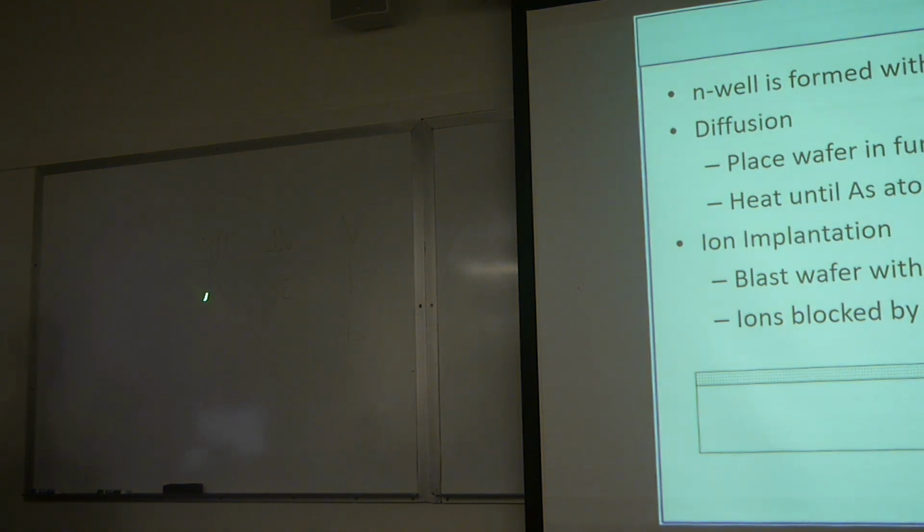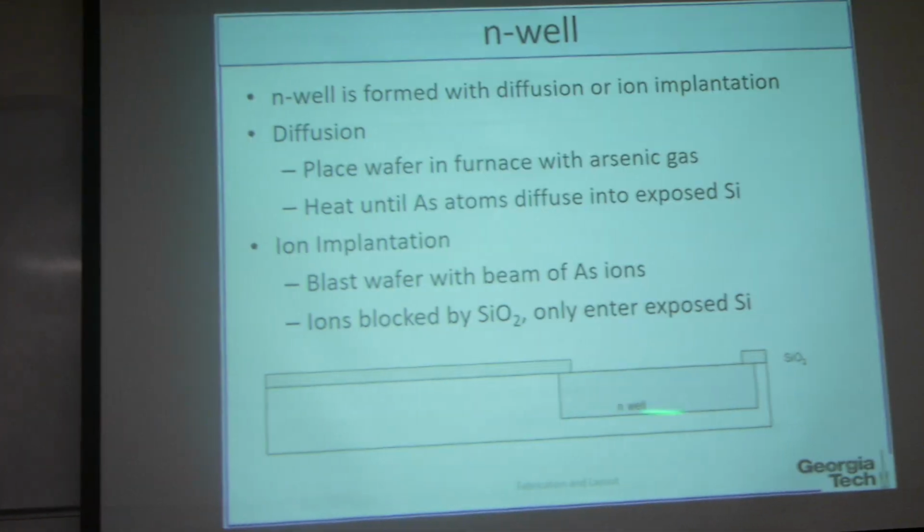accept electrons because they have 3 electrons in the outer ring. The group 5 elements tend to release their electrons. So the group 3 elements are called acceptors, while the group 5 elements are called donors. In this case, we are making an N-well, so we are using either phosphorus or arsenic gas. And we heat it until these arsenic atoms diffuse into the exposed silicon like here.